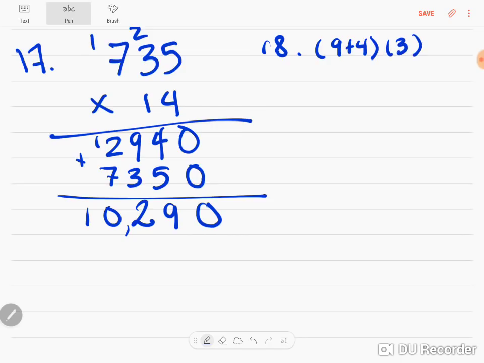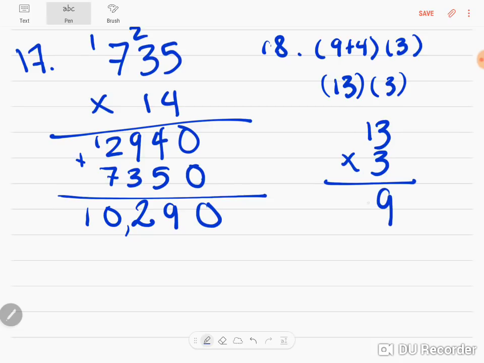All right, so first we're going to do the parentheses. We got 9 plus 4. 9 plus 4 is 13. And now we got 13 times 3. Whenever you see two parentheses next to each other, it is always multiplication. So 13 times 3. 3 times 3 is 9. 3 times 1 is 3. Our answer is 39.